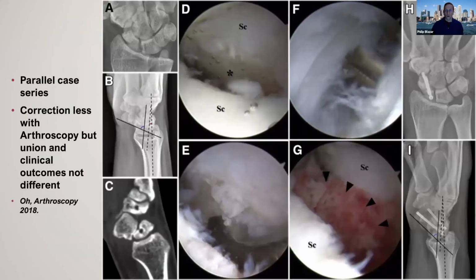And the best study that I'm aware addressing this topic was published in the journal Arthroscopy two or three years ago, which is a fairly sizable series of about 30 open and 30 arthroscopic procedures. And you can see the image from the study here demonstrating the technique, including in G, the bone graft, and the pre and post-op x-rays. But the bottom line of the study was that union was not different. Clinical outcomes were not different, but actually the ability to obtain a correction of the deformity of the scaphoid was less noted at arthroscopy than at open surgery.